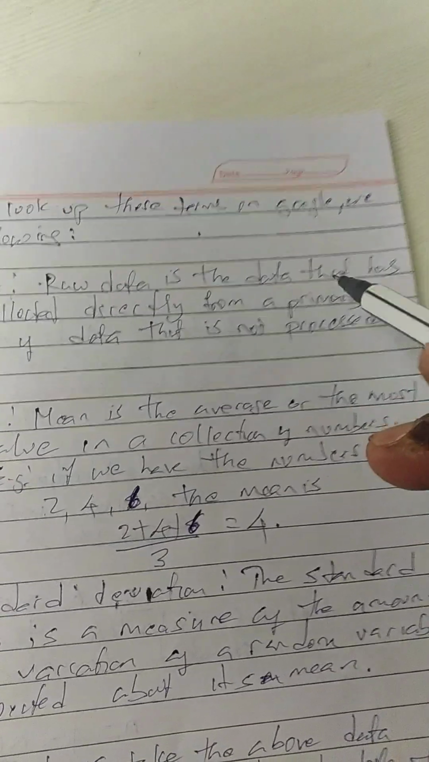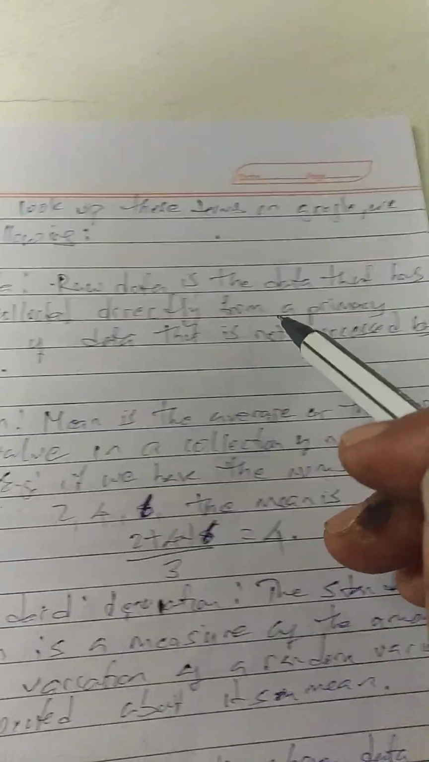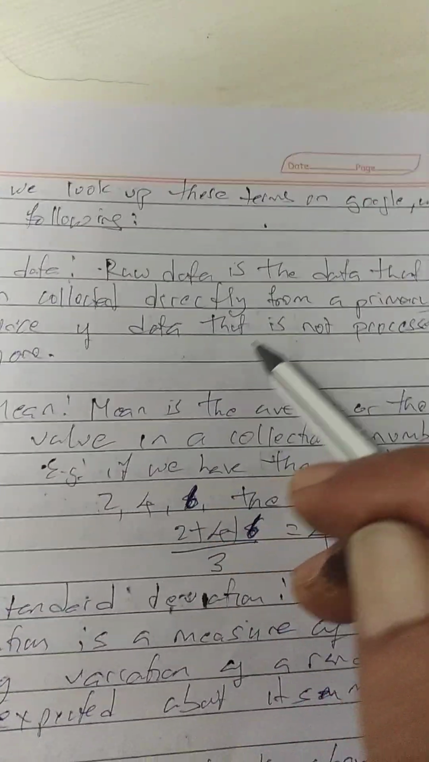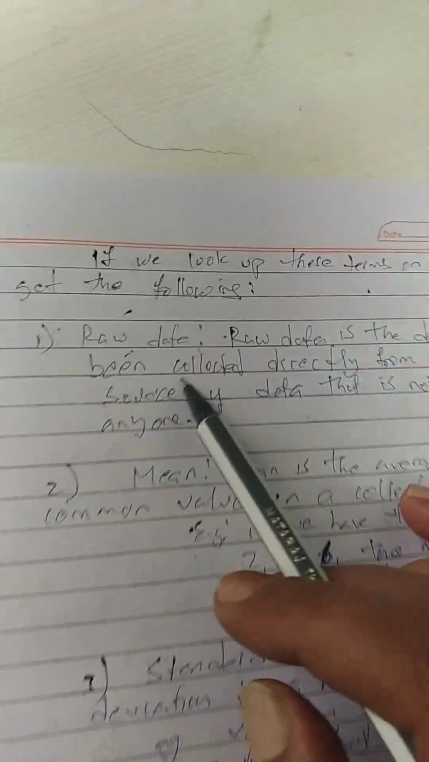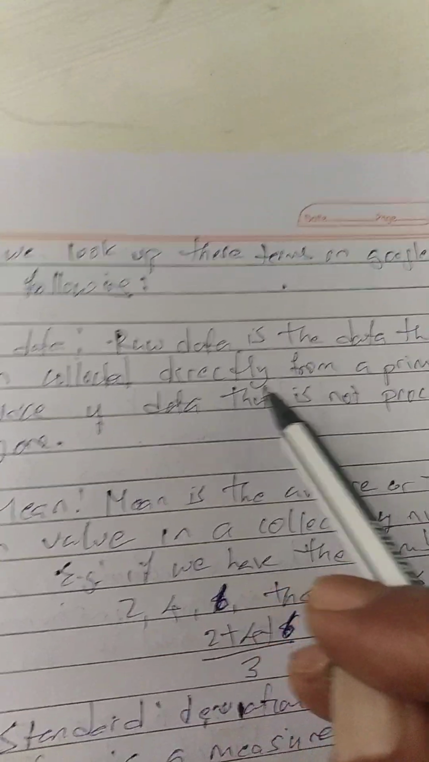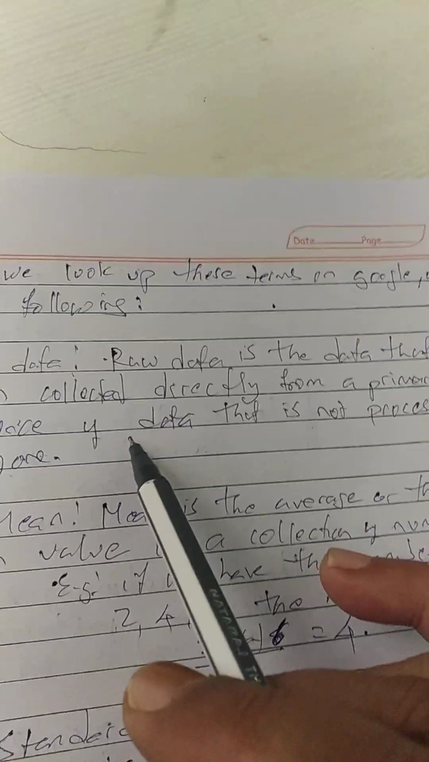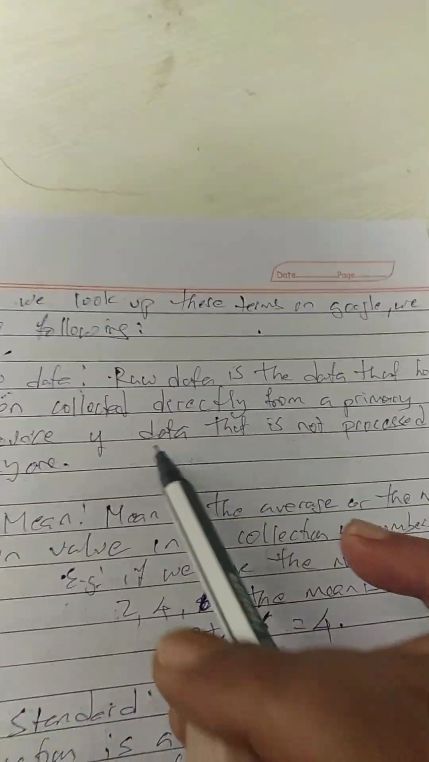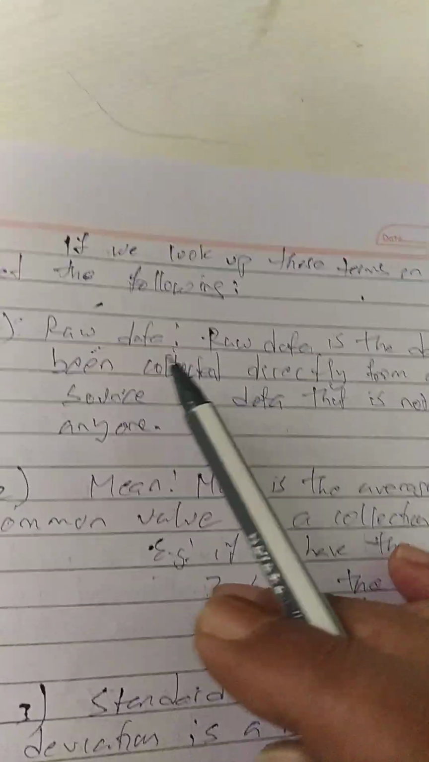Raw data. Raw data is the data that has been collected directly from a primary source of data that is not processed by anyone. Okay? The primary source can be an experiment in a lab. It can be something done in real life like that. So raw data is the data collected directly from a primary source.